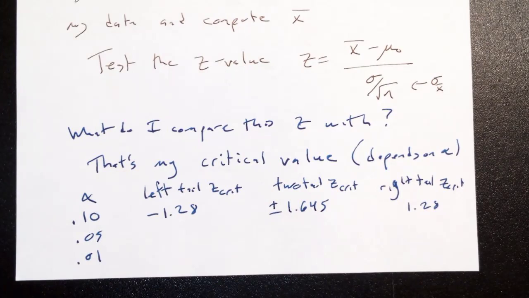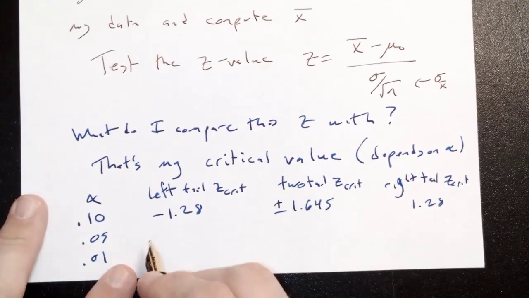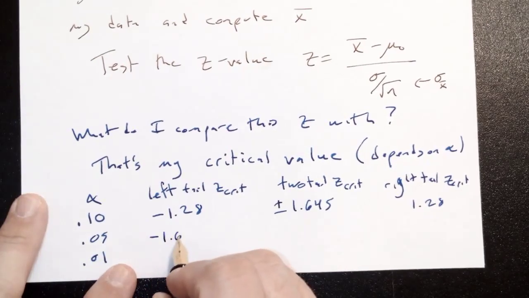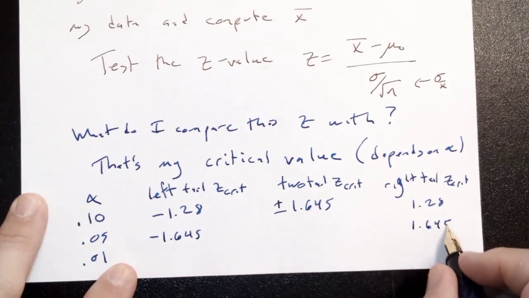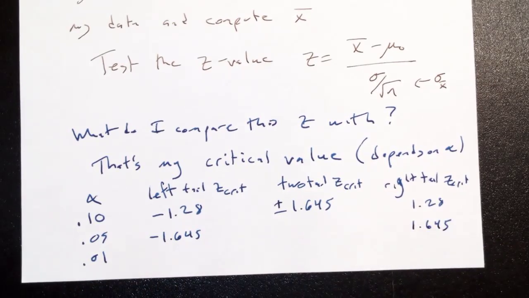Oh, wait a minute. That's the number for 0.05, isn't it? 0.05 on the left, 0.05 on the right, which tells me that when I want a 95% security, this number will be negative 1.645, and this number will be positive 1.645. I got the next line in the table for free.